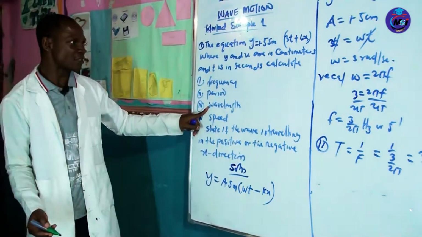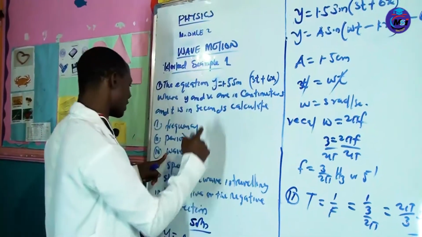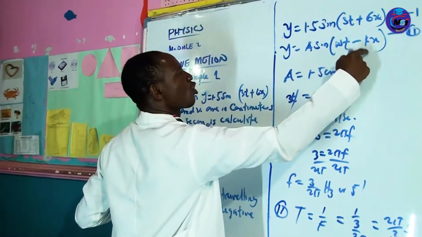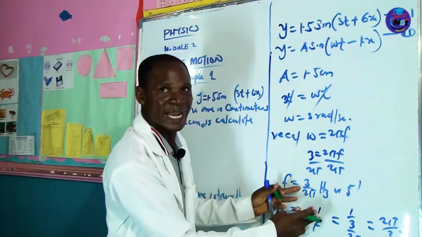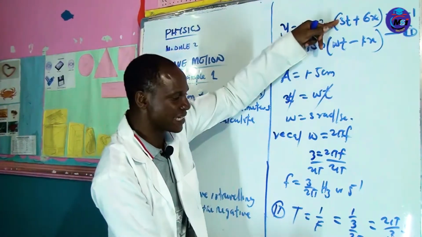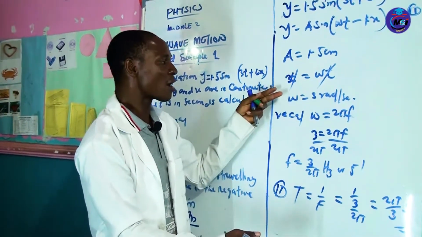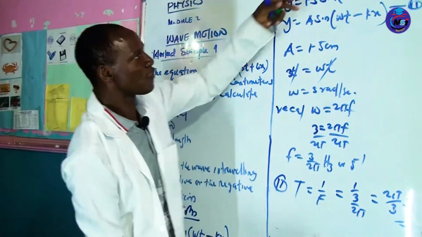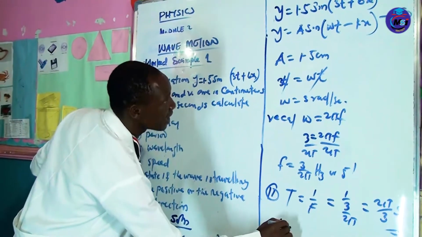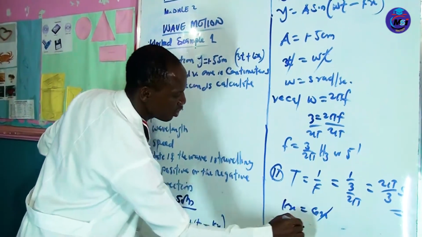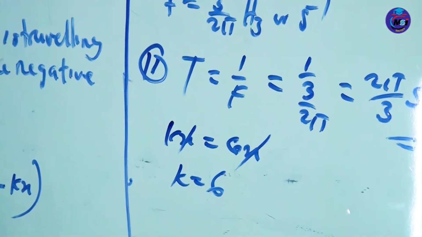So to get the wavelength, you go back to your equation here, because this is where the wavelength is. You compare this and this. You can see what we are able to get from comparing: we are able to get our period, our frequency, our angular frequency. And if you compare this and this, we get our wave number. So we have kx equal to 6x. This one will go, this one will go. So k is equal to 6. That is our wave number.